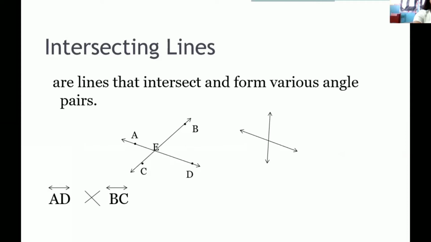So we have here line AD and line BC. They intersect, right? So this is our symbol for intersecting lines. We have line AD intersecting with line BC.